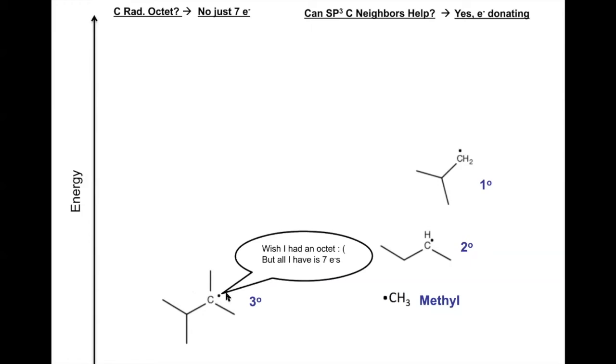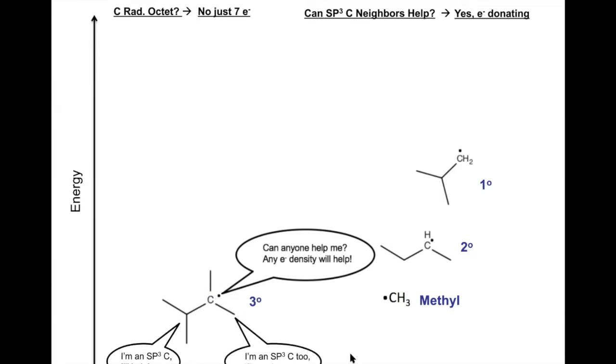The reason why is this is how I want you to think of it. The carbon radical does not have an octet, just has 7. So it's like thinking, oh, I wish I had an octet, but all I have is 7 electrons. Can anyone help me? Any electron density will help. So it's asking its neighbors for help because it's short on electrons. What is this neighbor over here? I'm an sp3 carbon. I'll help because sp3 carbons are electron donating. So they're going to donate some electron density to help out this carbon that's short.